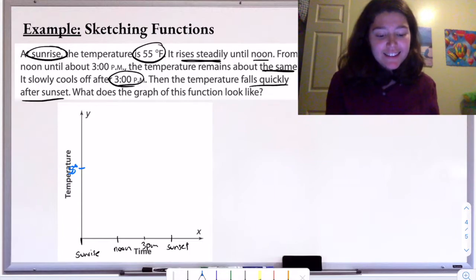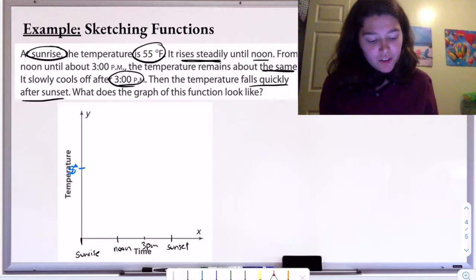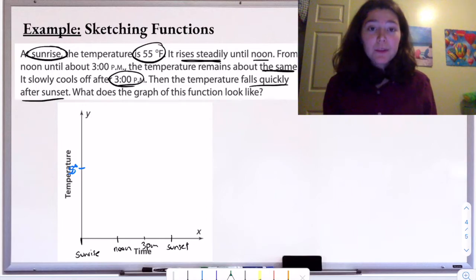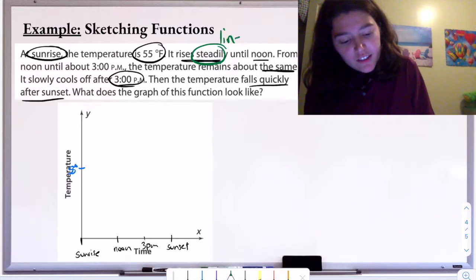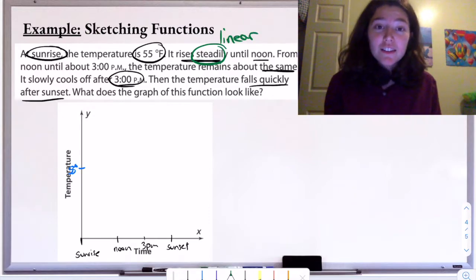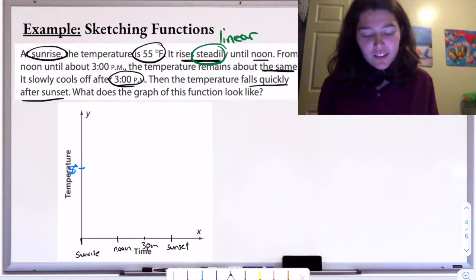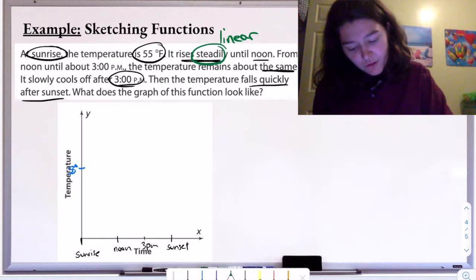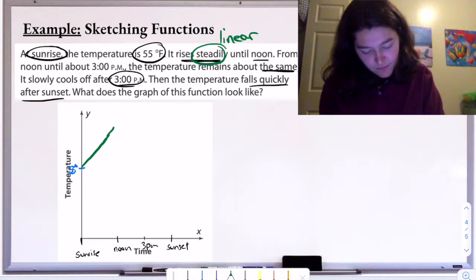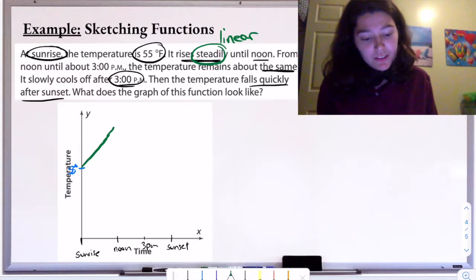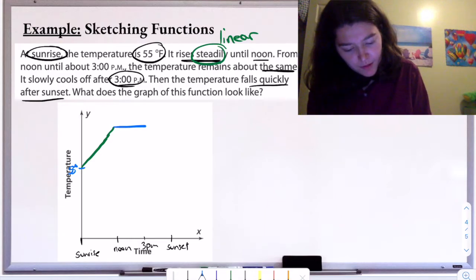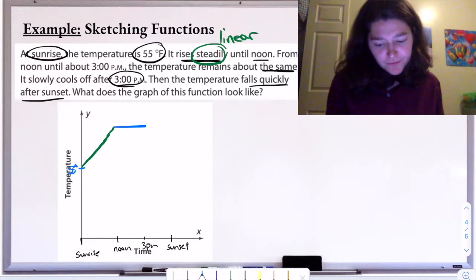It rises steadily until noon. Okay, so if it's rising steadily, that means it's increasing. Rises mean increase. And steadily here, that's a signal that this means it's linear. There's a constant rate of change, steady. Okay, so it's going to rise steadily until noon. We'll say that's noon. From noon until around 3 p.m., the temperature remains about the same. Okay, it's going to stay about the same until 3 p.m.